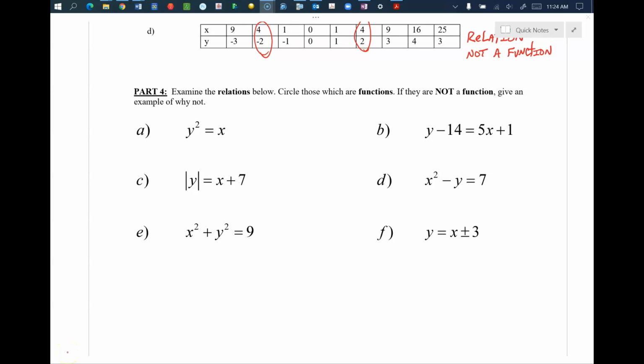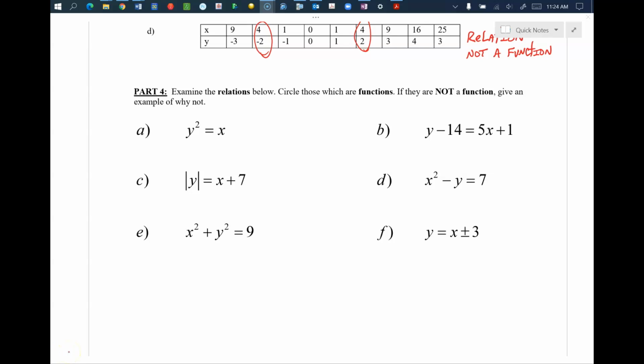Part 4 of this video gives you some relations that you're supposed to determine whether or not they're functions, and if they're not functions, give examples of why. So you might think of these in terms of graphing, and that's a great way to do it. If you can graph them and they pass the vertical line test, then they're a function. If they don't, then they're not. But if they fail the vertical line test, then we should be able to give some examples of x values that are paired with more than one y value.